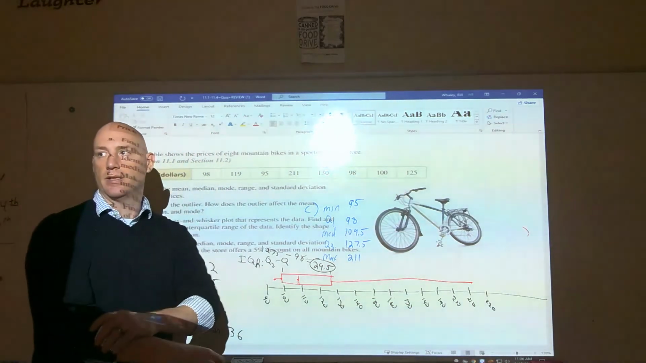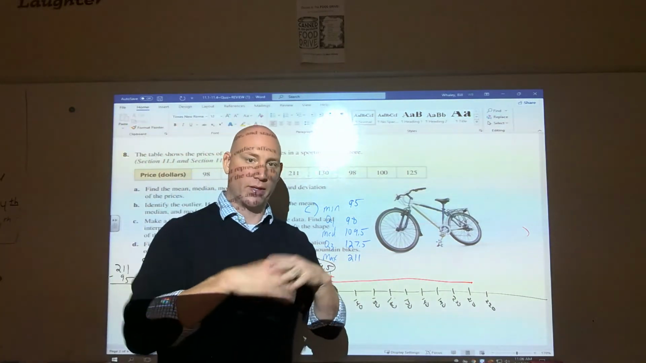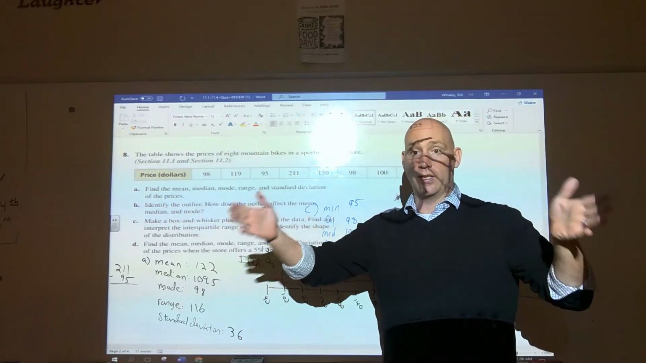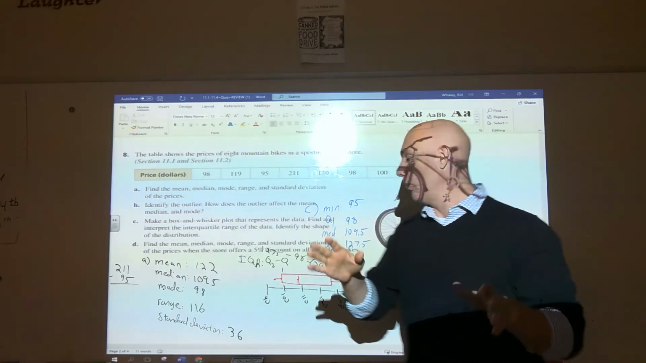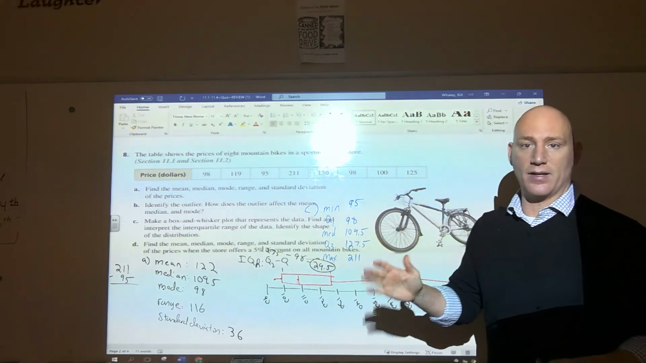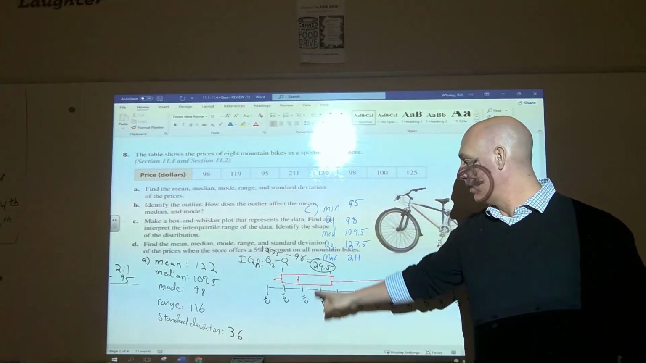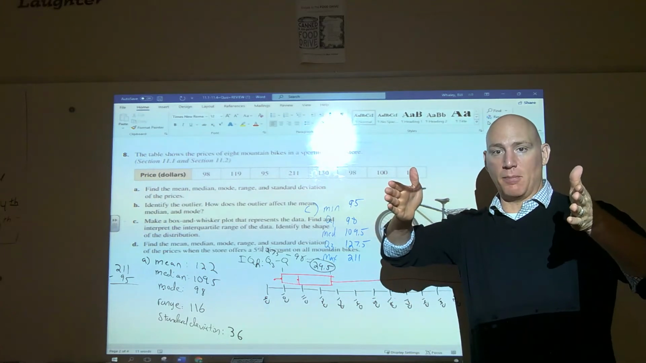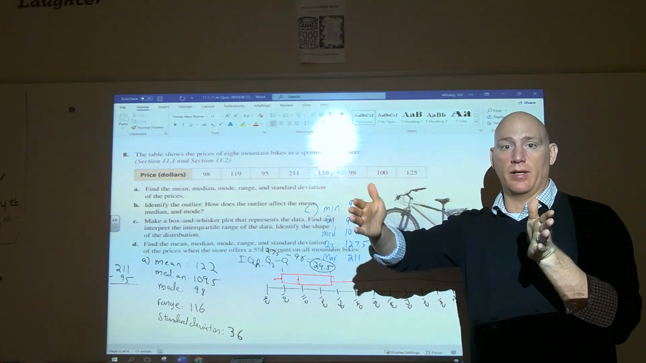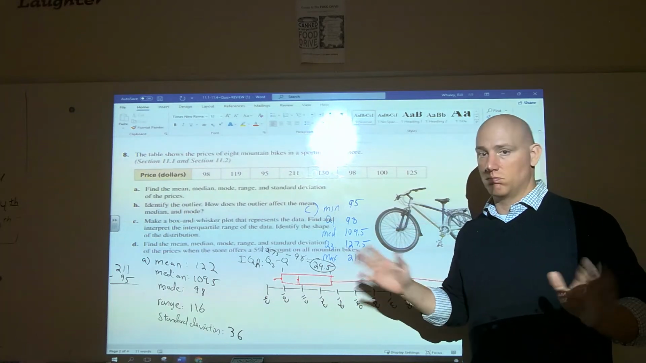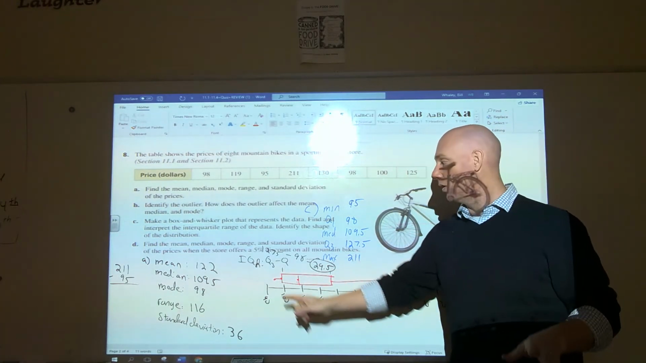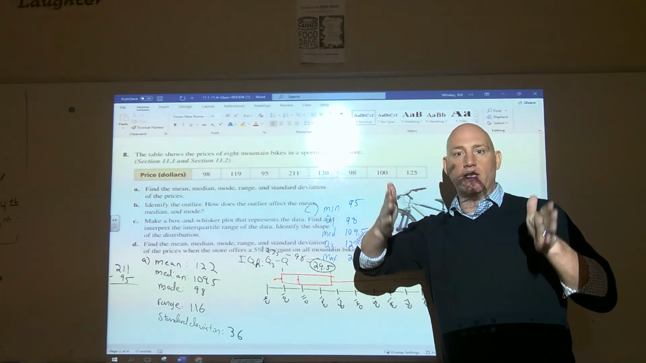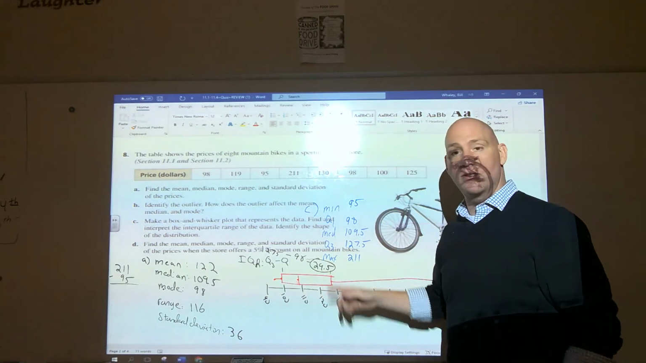Now we have to say what that means. Remember, interquartile range, don't come up with any new ideas. Don't try to over-explain it. Interquartile range is the inner 50%. All we know is the spread of the data of the inner 50% is $29.50. So the inner 50% of the bikes are within $29.50 of each other. That's all this number means. Don't go beyond that. So again, what does interquartile range mean? The inner 50% of all the data is within $29.50 of each other.